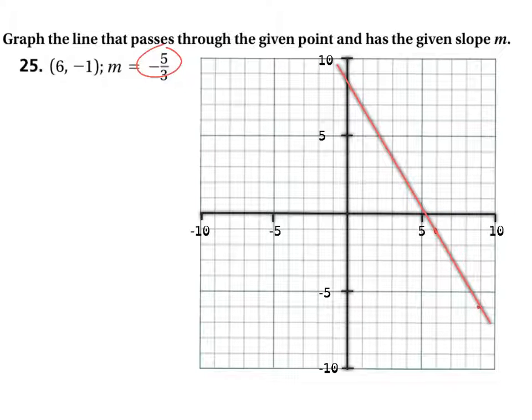Just know that you could say rise negative 5 and run 3, which is what we did. You could also rise 5 and then run in the negative direction 3 for x. So what did that look like if we were starting at that point that they gave us? Rising 5, 1, 2, 3, 4, 5, and running negative 3, 1, 2, 3. That would be that point right there.